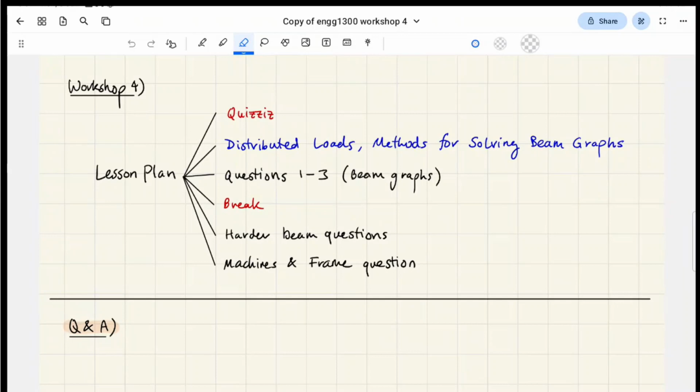I think it should prove pretty useful in your labs because I think your lab assignment is all about making a shear force diagram and bending moment diagram. And then we'll go over the questions which are in the middle, the ones provided by the school. We'll have a break, and then I've pulled some harder beam questions, which you can see online in my Google Drive in the extra practice section.